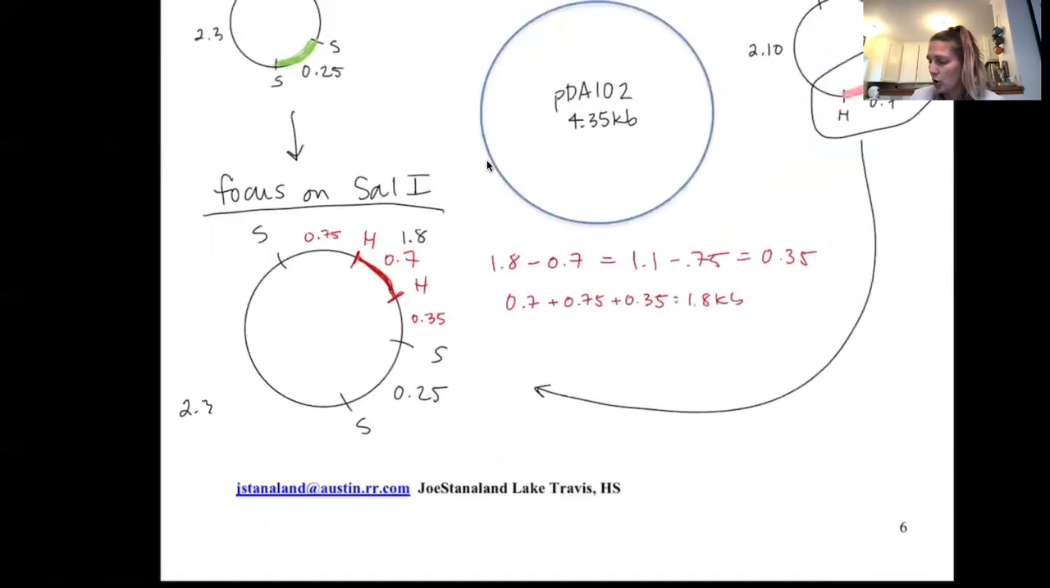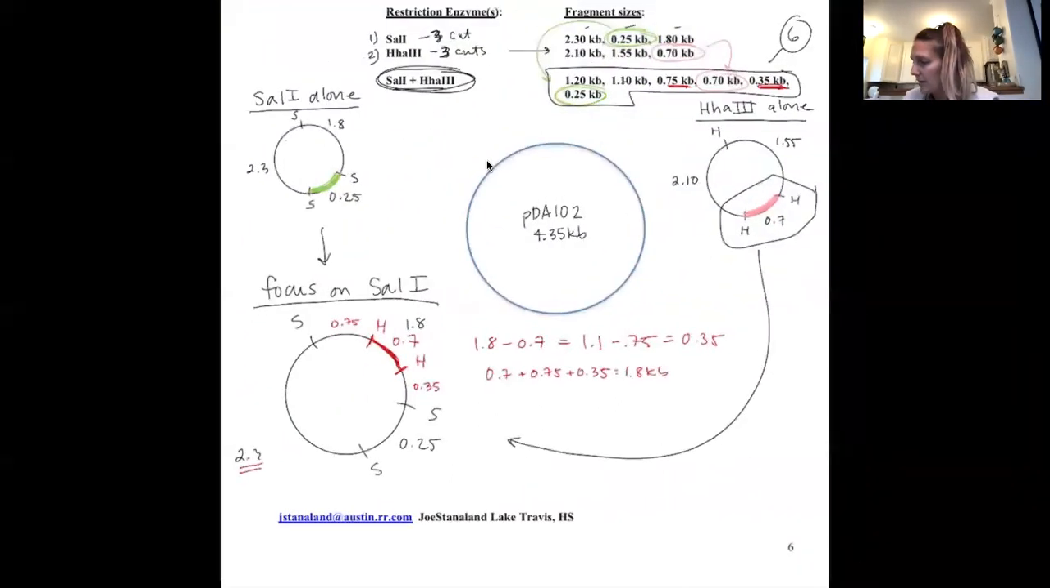And then on the other side, we have 2.3. The only fragments that we have left are 1.2 and 1.1. We can just put one more H site here, and that will split that up into 1.2 and 1.1, right? So again, 2.3 minus 1.2 is equal to 1.1. In other words, when we add these two fragments up, they add up to 2.3. So on our final plasmid map, we will go back and double check everything.